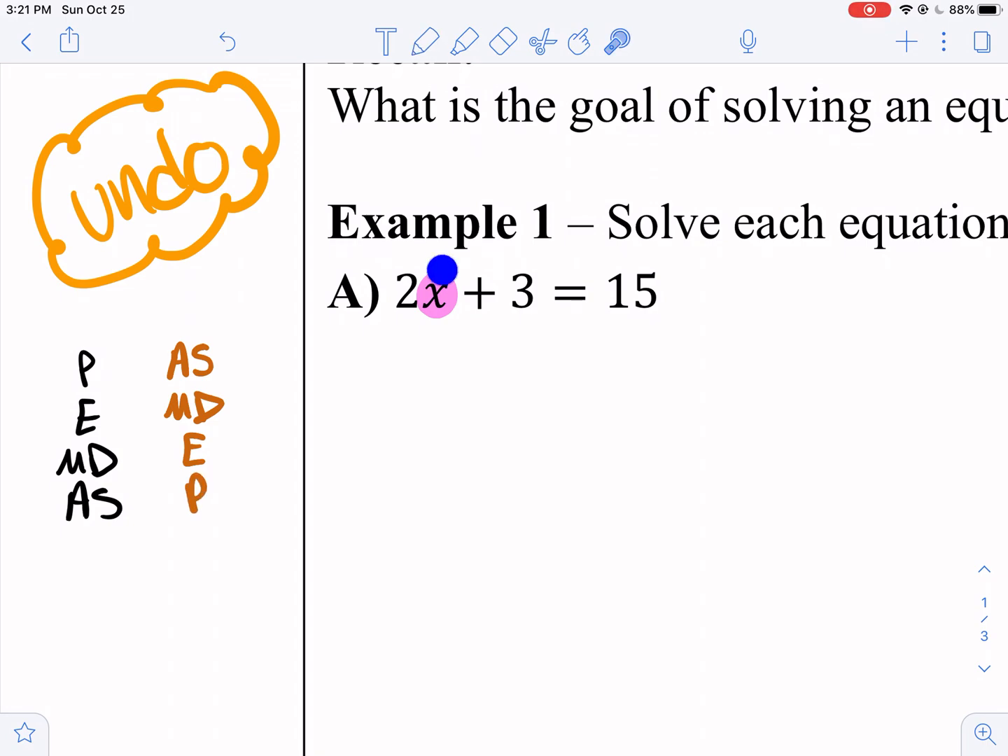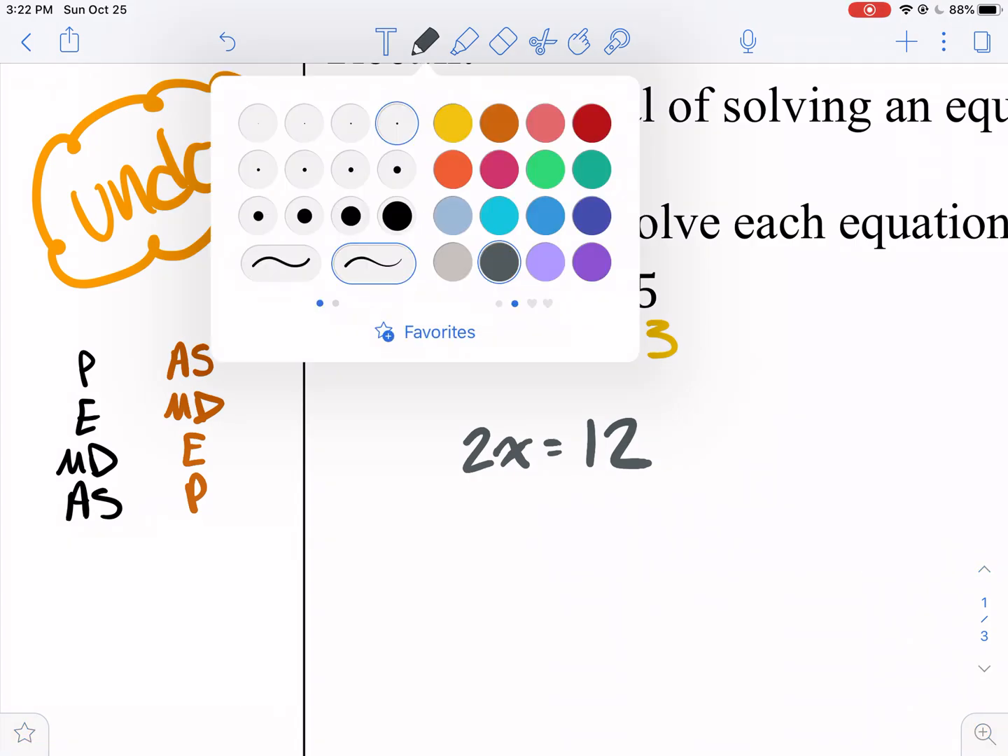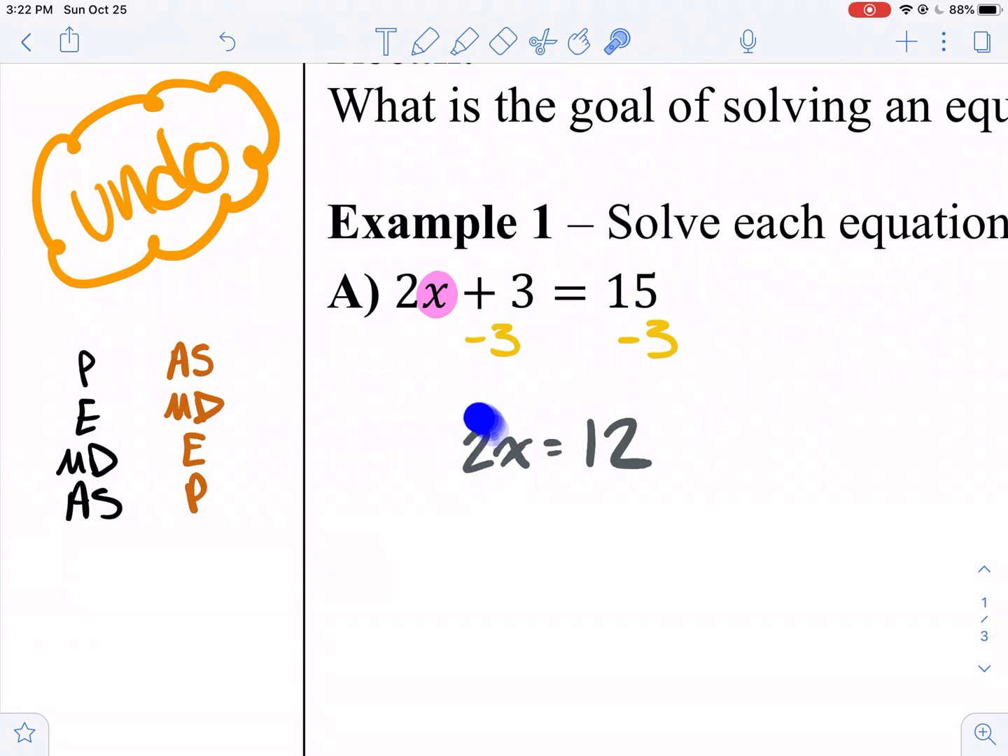So in this first one, the first thing we want to do is undo the +3. So to undo that, we're going to subtract 3 from both sides. And that gives us 2x equals 15 minus 3, which is 12. Now that 2x equals 12, we're going to undo the 2 times. So we're going to divide by 2 on both sides, giving us x equals 6. And we got it.